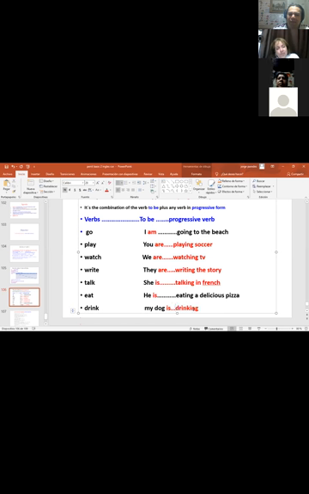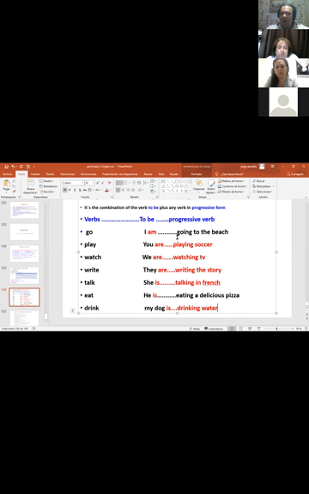My dog is drinking, okay? Carlita? Carlita Veronica? Water. Water, okay, fácil, all right? Easy. My dog is drinking water. All right. And that's the way that we create the simple present.